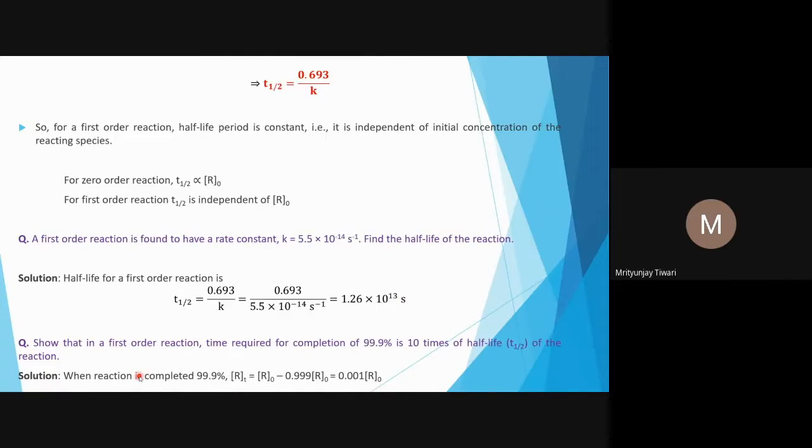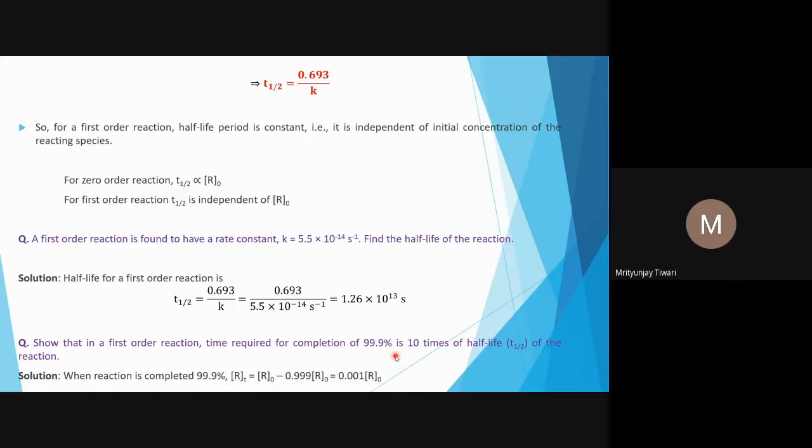Now let's take this question. In a first order reaction, the time required for completion of 99.9% is 10 times the half life, T half, of the reaction. Completion of the reaction by 99.9% means that 99.9% of the reactant is already consumed. So what is the remaining amount of the reactant?